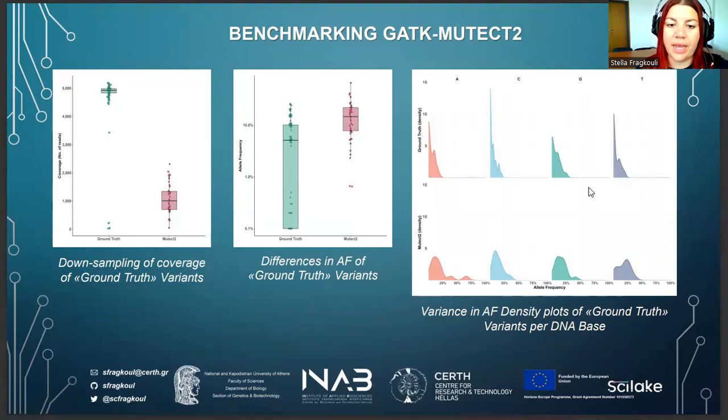As you can see, there are a lot of differences in the values of the ground truth and those reported by GATK. On the right, you can see the density plots of allele frequency for each of the 4 letters that represent the DNA bases. The top panel corresponds to the ground truth and the bottom panel to the GATK.